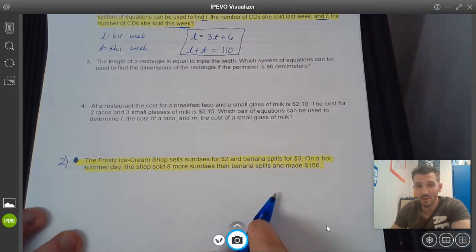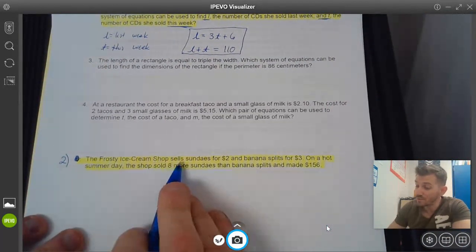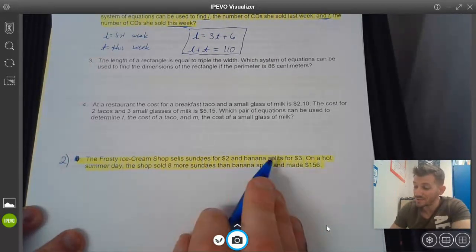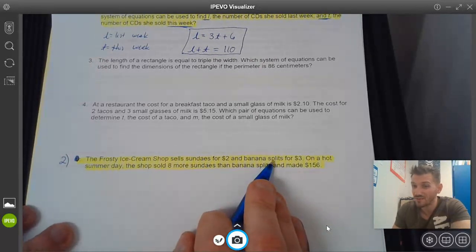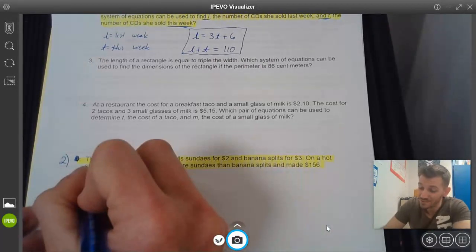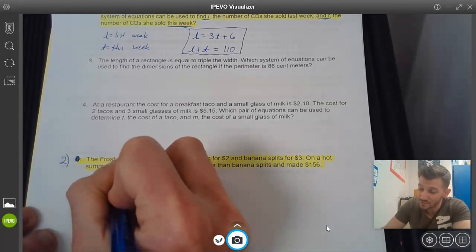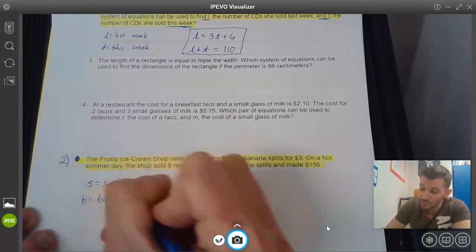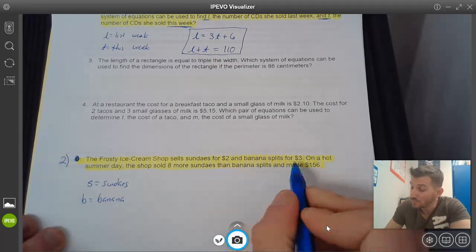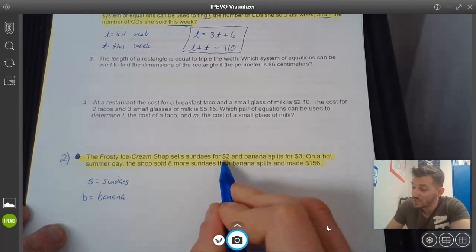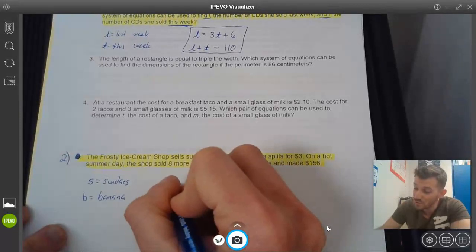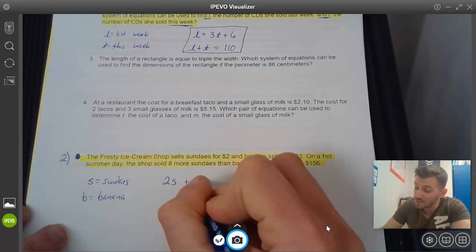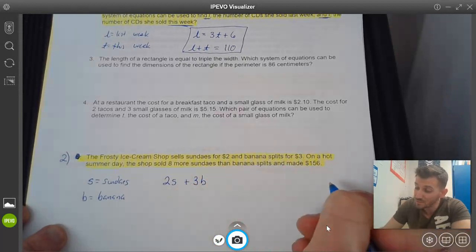What are the two things that we are comparing? Well, I tell you in the very beginning. Sundays are $2, banana splits are $3. Sundays and splits have the same first letter. Not a fan, so I'm going to call my Sundays S for Sundays. And B, I'm going to call for the banana splits. So it says she sells $2 for Sundays. So $2 for every Sunday. And banana splits are $3. So plus $3 for every banana split.